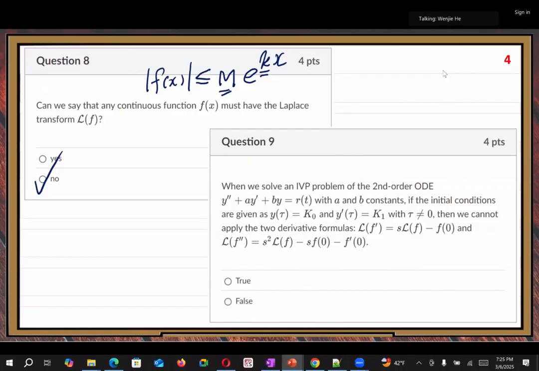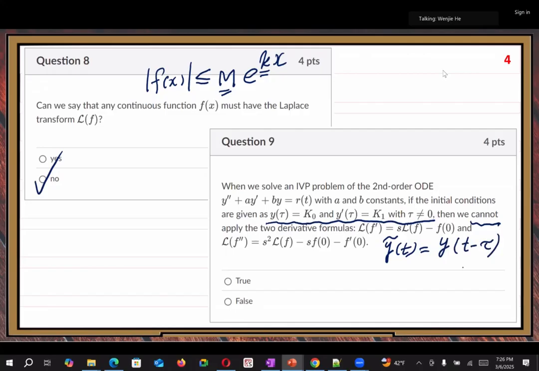Number nine, we cannot. So here the initial condition is not given at the 0 point. This tau is not equal to 0. We did an example by shifting operation, so we can make it. We choose y tilde function of t equals y function of t minus tau.